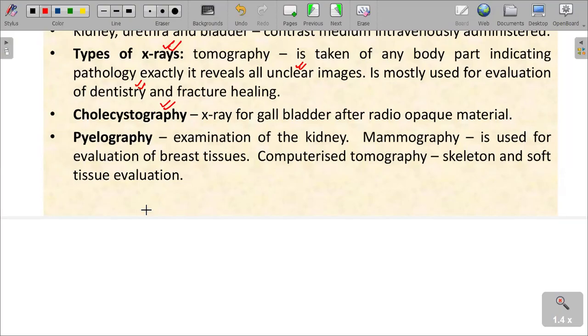And then we have pyelography, which is an examination of the kidney.